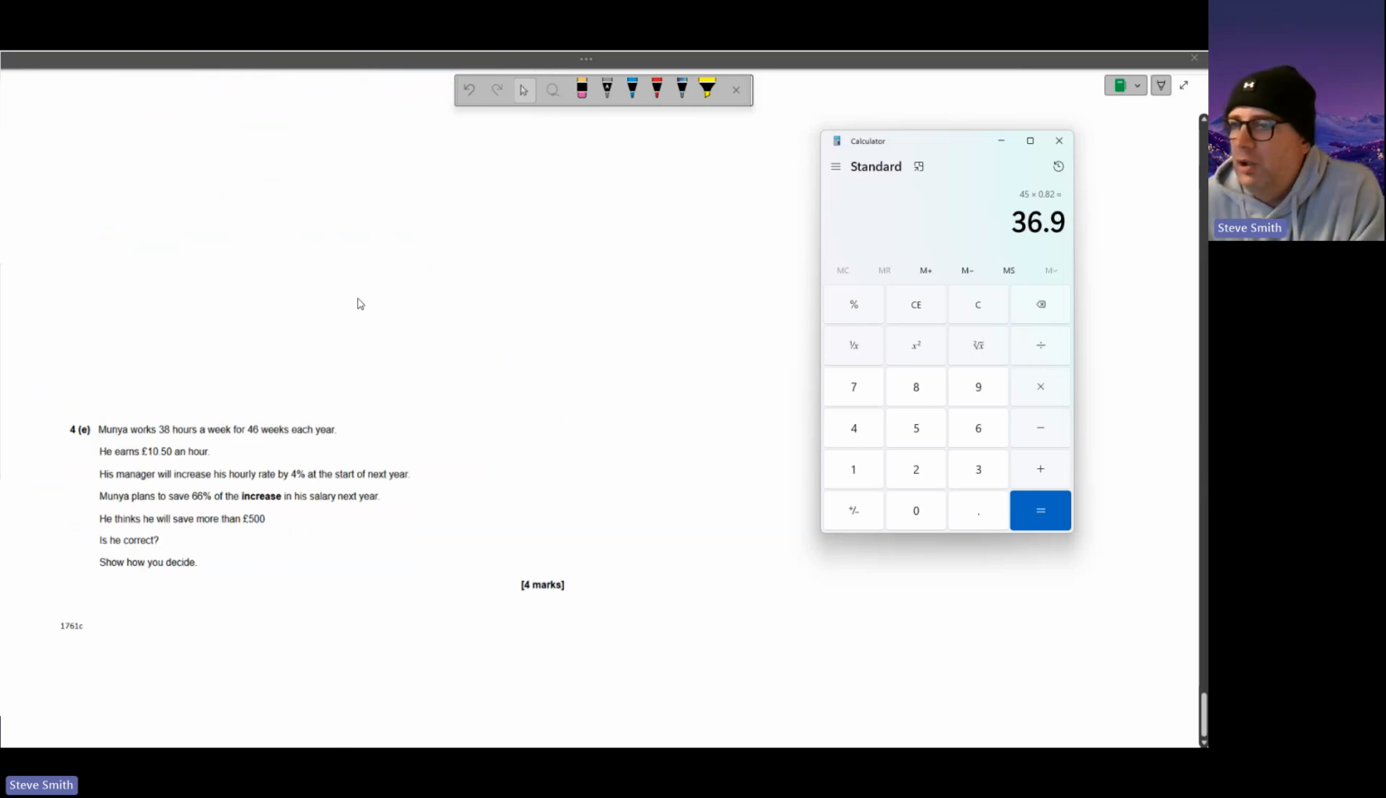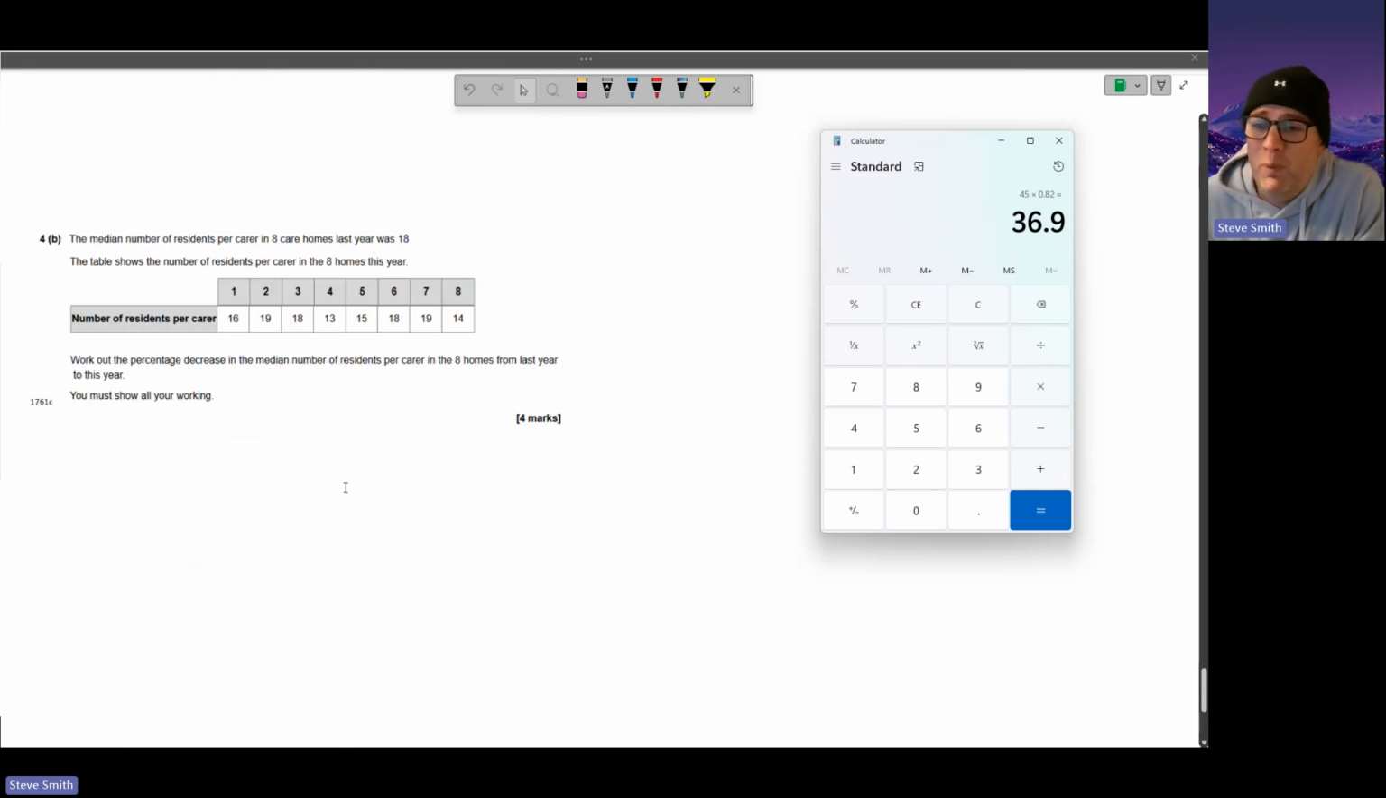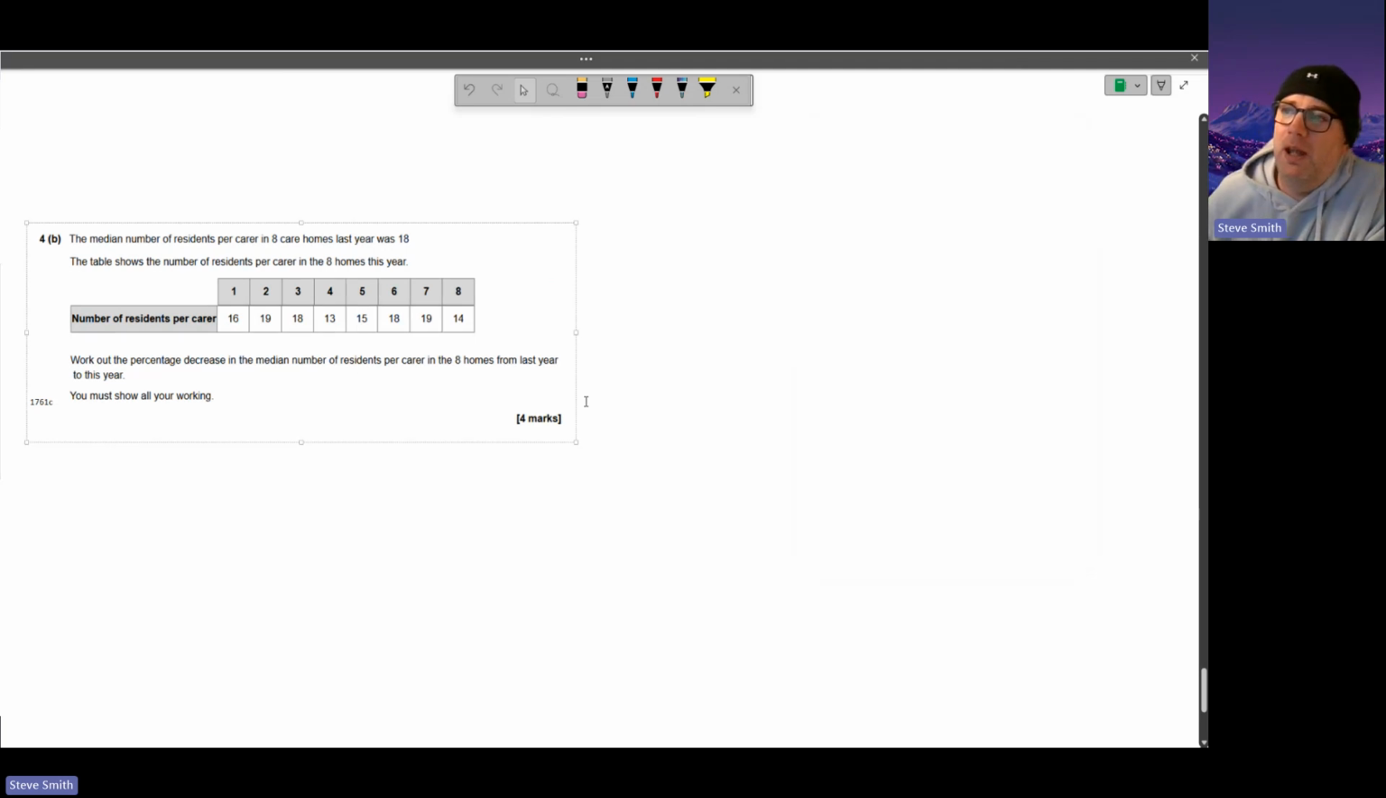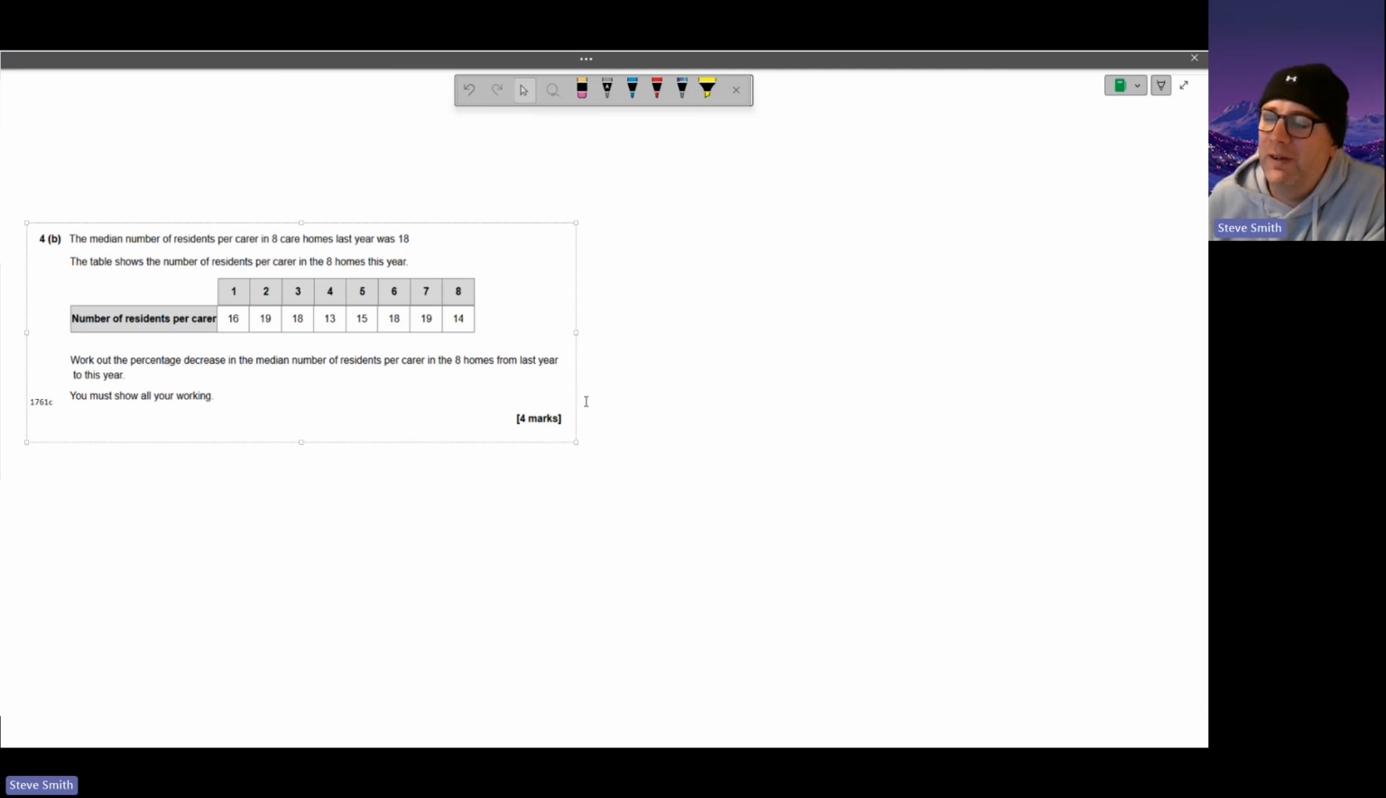Okay, last, oh no, keep saying that. Last but one question. The median number of residents per carer in 8 care homes last year was 18. The table shows the number of residents per carer in the 8 care homes this year. Work out the percentage decrease.